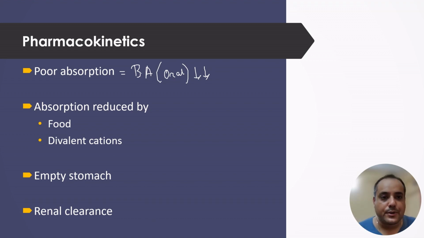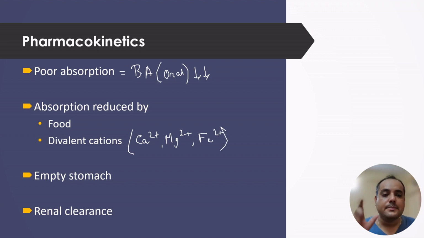Now remember another point, the absorption of this drug is inhibited by food as well as by divalent cations. Divalent cations like calcium, magnesium, ferrous, they all inhibit the absorption. Since food inhibits the absorption, this drug must be taken on an empty stomach.